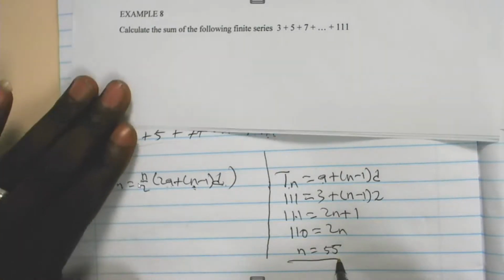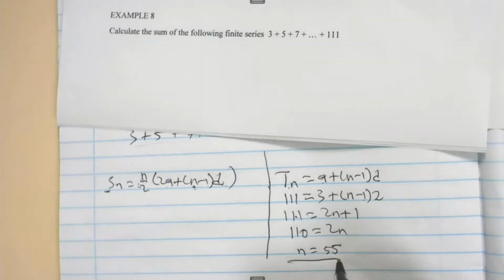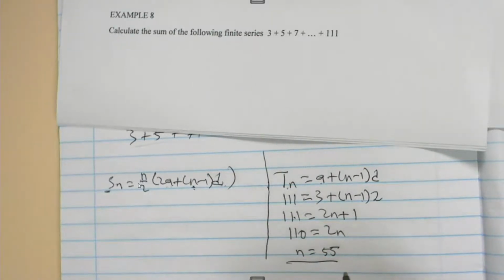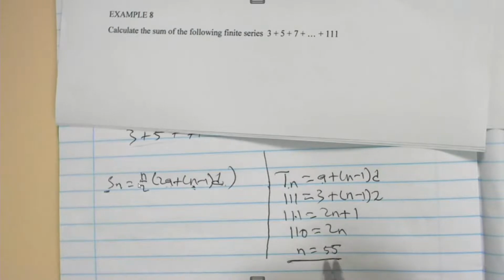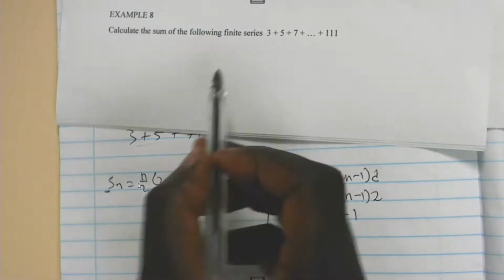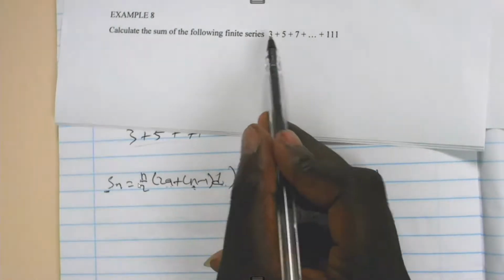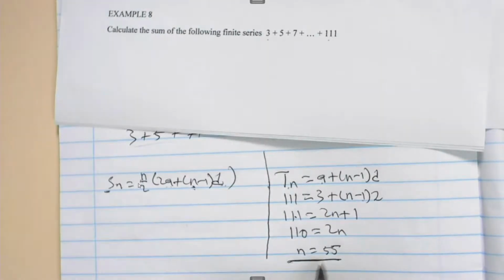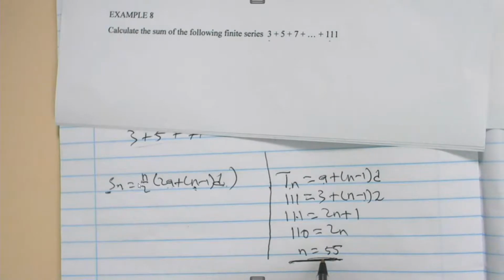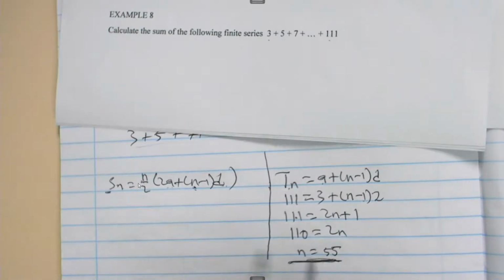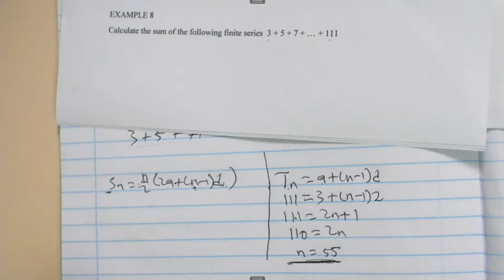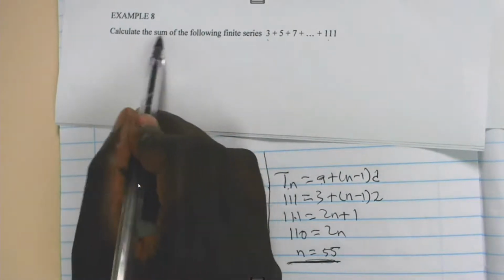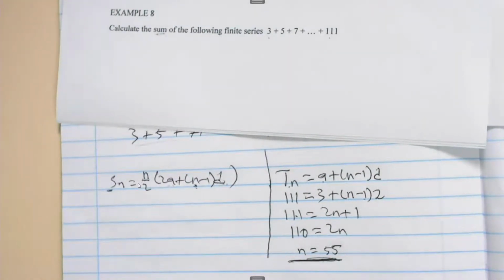Meaning that this question that said calculate the sum of the following finite series, we were actually calculating the sum of the first 55 terms, because there are 55 terms from 3 up to 111. The terms there are 55, meaning that we now have n. N is 55. Now we can substitute n this side so that we can answer the question, calculate the sum. N is 55.